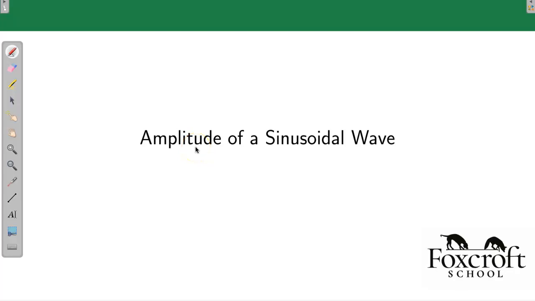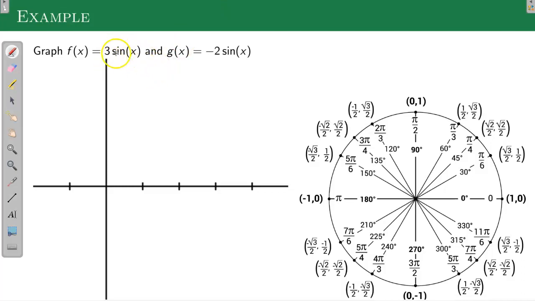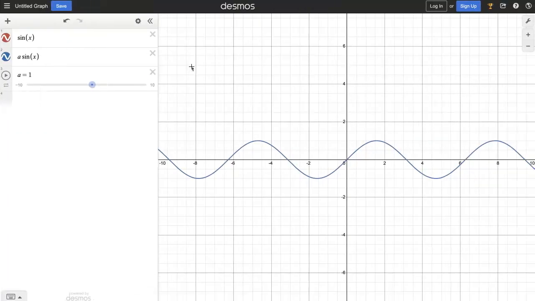In this video, we're going to talk about the amplitude of a sinusoidal wave. So we're going to keep exploring transformations of sine and cosine. All right, so here, the difference we're doing is we're putting these numbers in front of sine and cosine. This is actually a transformation type we haven't talked about before. So let's look at a demonstration about what's going to happen here.